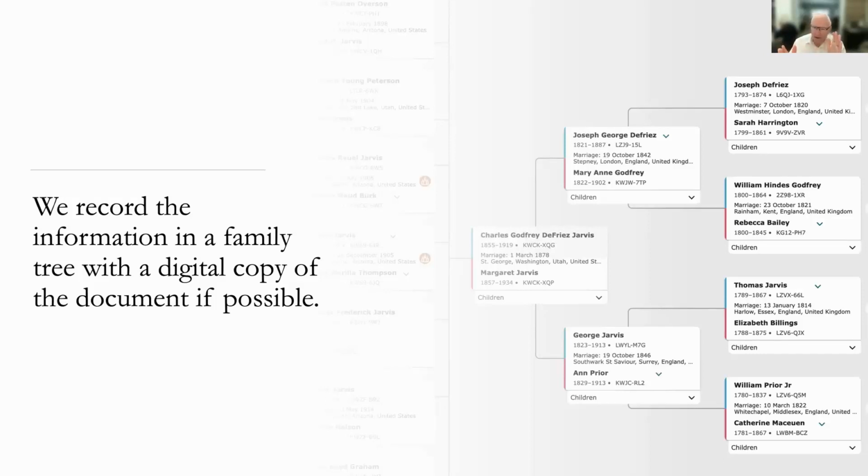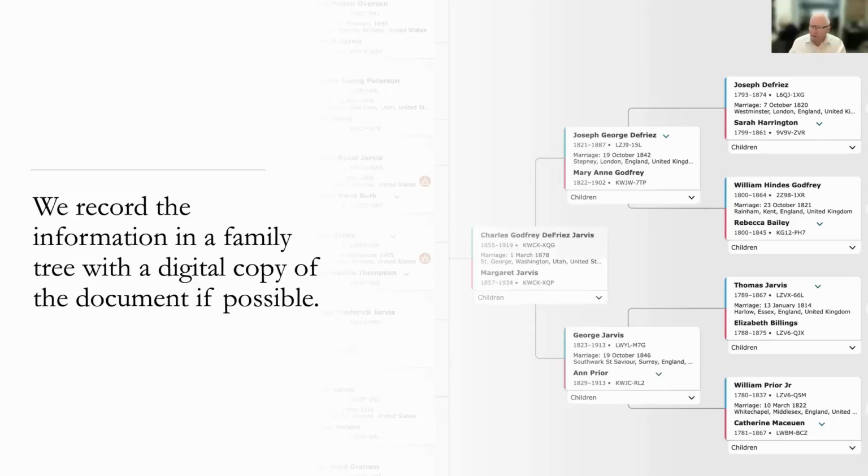Now we're not talking about living people. Living people have privacy issues, and we don't put information, generally speaking, on a public tree. But on every one of the large websites, if you mark someone living, they're not able to be seen by anyone except you. And so there shouldn't be any concern here.